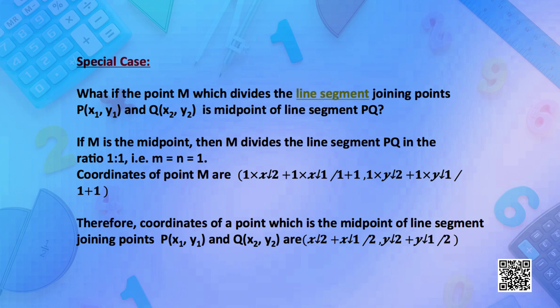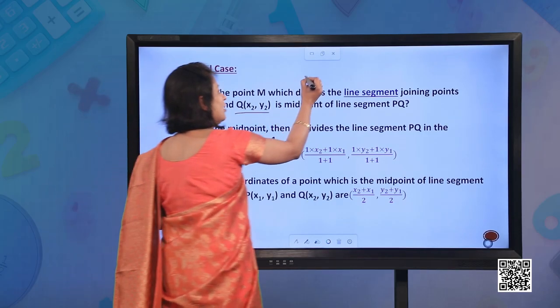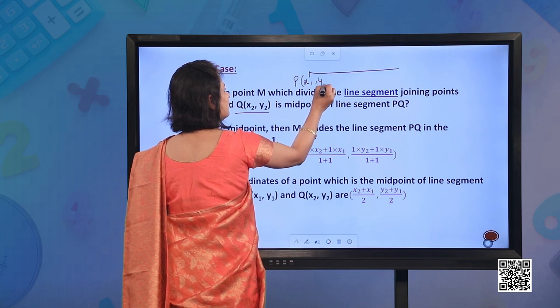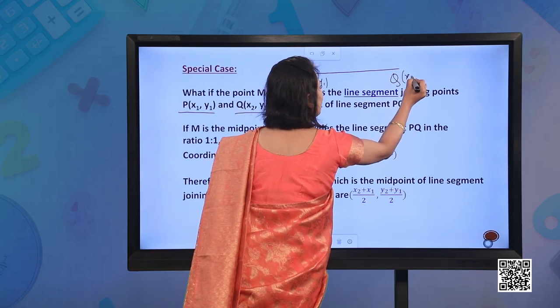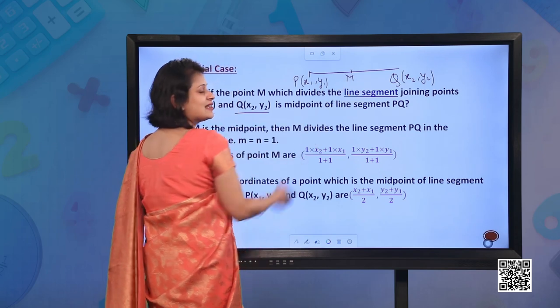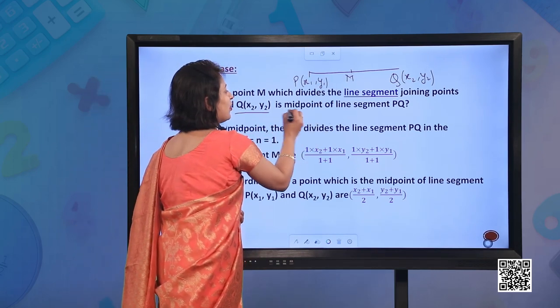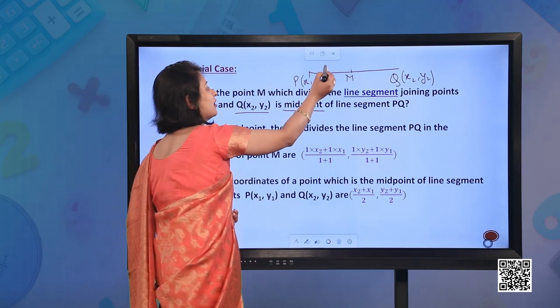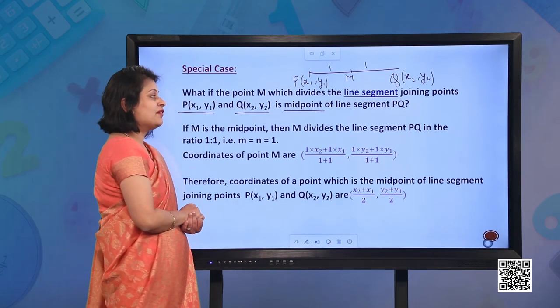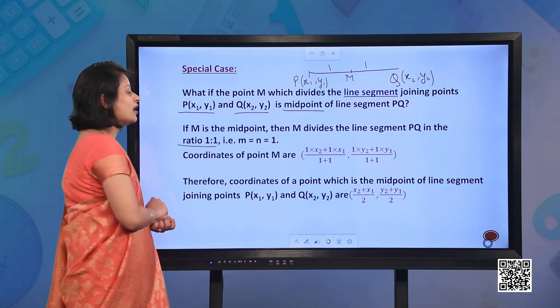Now, let's take up a special case. What if the point M, which divides the line segment joining points P(x1, y1) and Q(x2, y2), is the midpoint of line segment PQ? Means what? I have a line segment P(x1, y1), Q(x2, y2) and I have a point M on the line segment which is dividing this line segment into two equal parts, since midpoint divides the line segment into two equal parts. So, what will happen? This will divide it in the ratio 1:1. So, if M is the midpoint, then M divides the line segment PQ in the ratio 1:1.